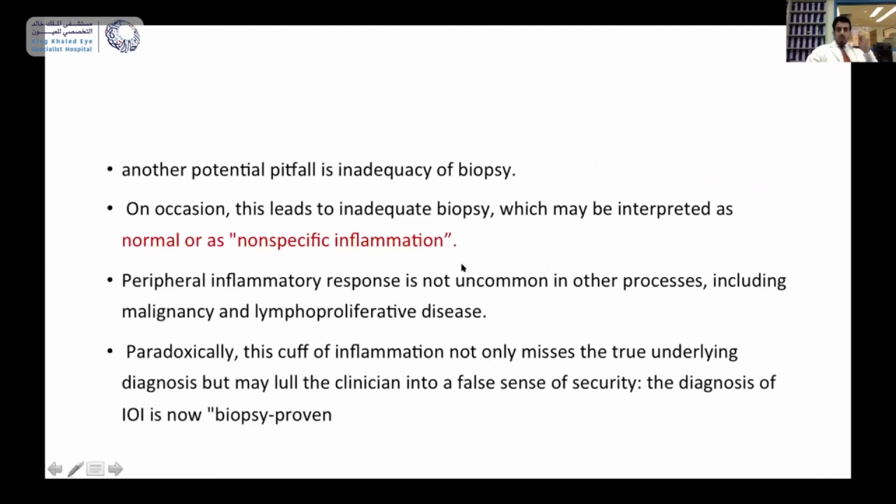One issue with the biopsy is that it might be inadequate, meaning you get a biopsy that is not enough. It is interpreted as normal or non-specific inflammation. And keep in mind that it's not uncommon to have a peripheral inflammatory response in cases of malignancy and lymphoproliferative disease. And when you do that, you don't just miss the diagnosis, but you have a false sense of security that now your idiopathic orbital inflammation is biopsy proven.